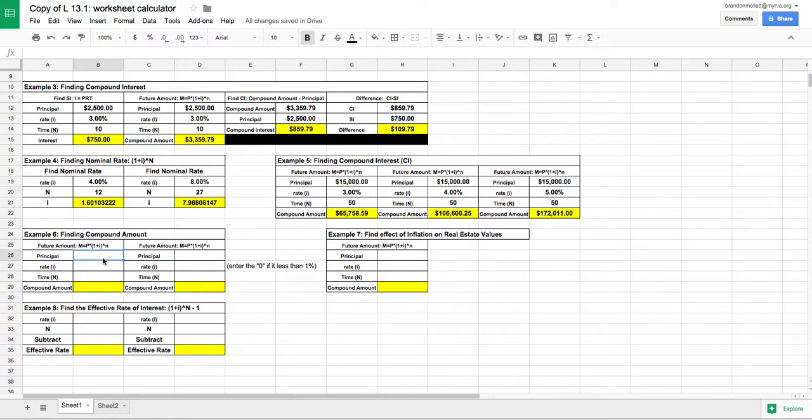In example 6, it says Ben is comparing two different investment options. The compound amount on deposit $8,000 for 3 years, 6% compounded quarterly, or 6% compounded monthly. So we are given here, we're looking to invest $8,000 for both of these examples. The first rate that is given is 6% compounded quarterly.